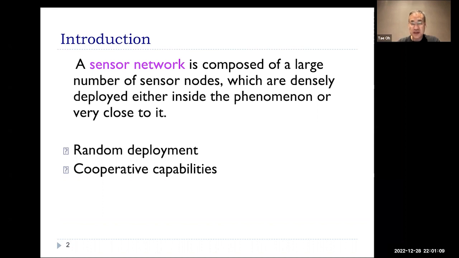There's also cooperative capability, in that a lot of the sensors work together. It's not just one independent functionality, independent capability. It performs a lot of the functions somewhat together. So you need to consider that as well, okay?